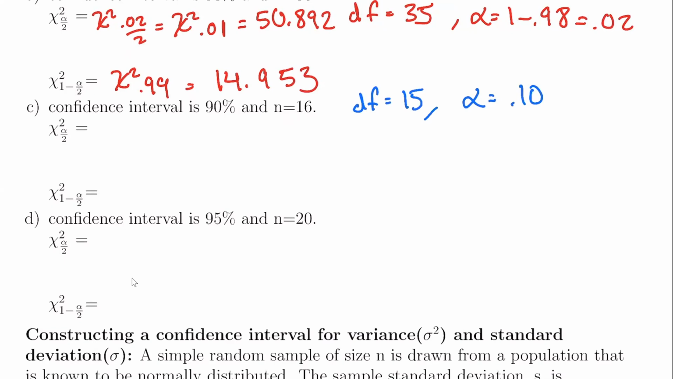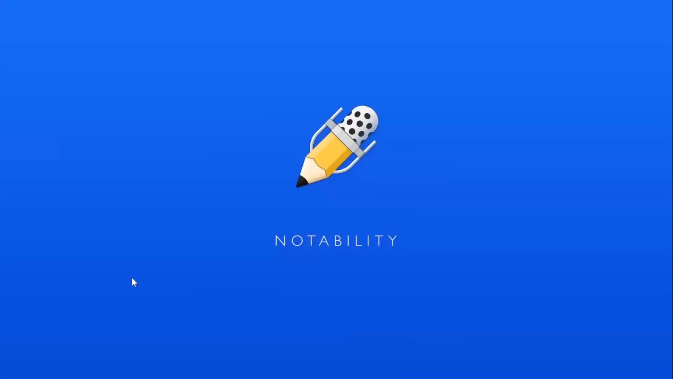So for this one, we're going to say chi-square of 0.10 divided by 2 is chi-square of 0.05. So right now, I'm going to go to the chi-square table, look for degrees of freedom of 15, and get chi-square of 0.05. Any questions so far? I got degrees of freedom of 15 and chi-square of 0.05. So 0.05, 15.